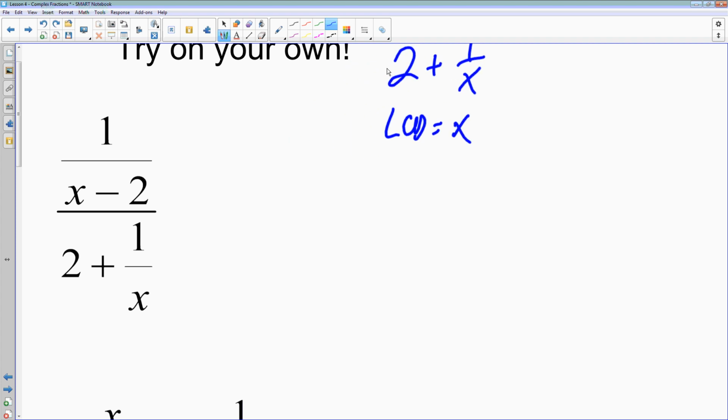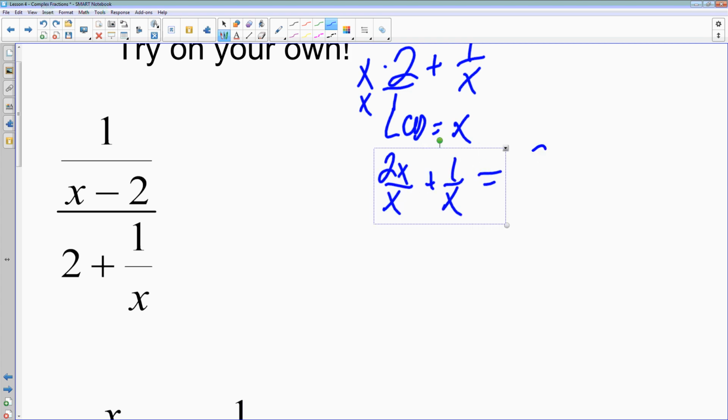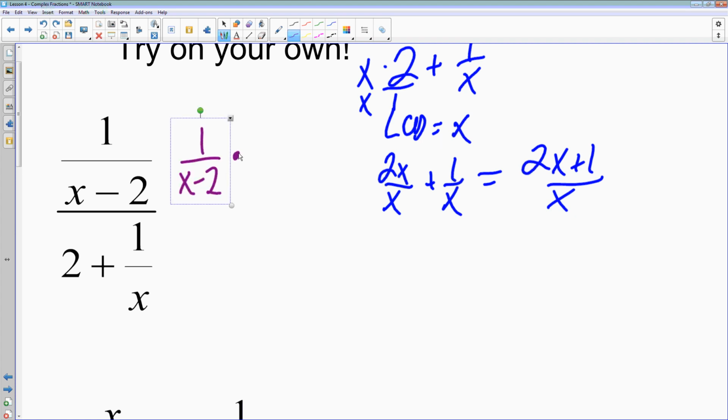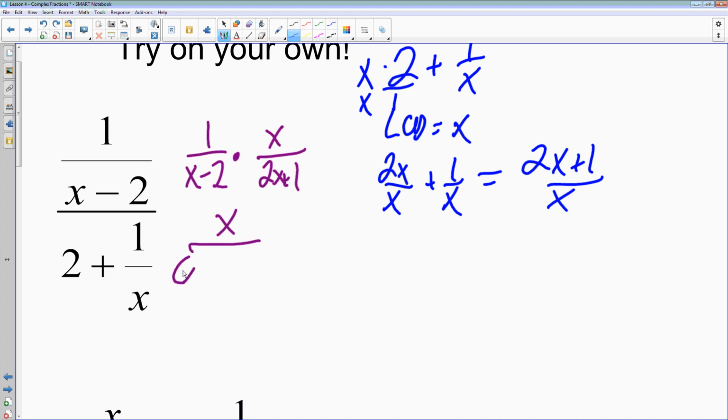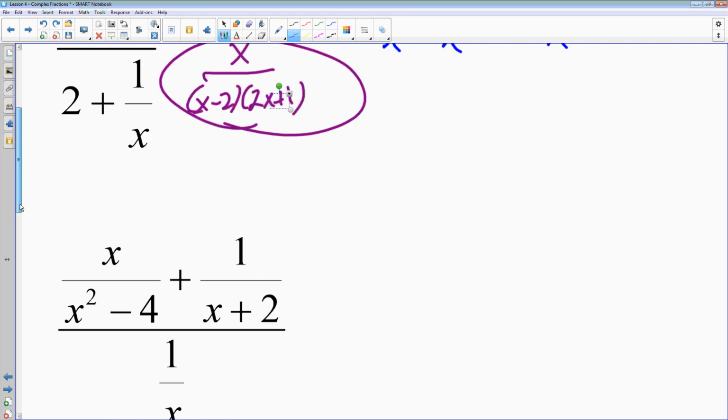Okay, so my first fraction, we multiply by x over x to get 2x over x plus 1 over x. That gets me 2x plus 1 over x. So we keep the first fraction, we change the multiplication, and we flip the second fraction. And that gets us an x up top, and then down below we have x minus 2 times 2x plus 1, and you can leave it just like that.